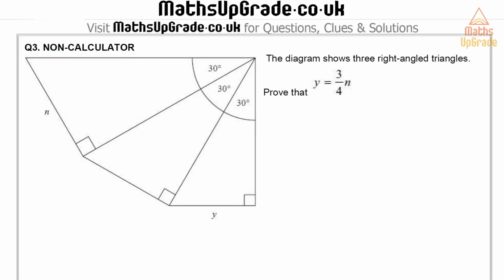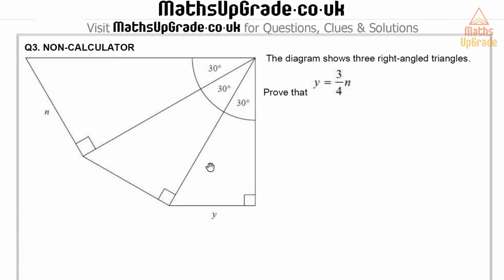Question 3. Again, another non-calculator question. This is probably the hardest non-calculator question there is in this booklet. I'm given a diagram which has 3 right angle triangles inside it, and each right angle triangle has an angle of 30 degrees also. So that's 30, that's obviously a right angle, so this must be 60 degrees. And that's similar for all of them.